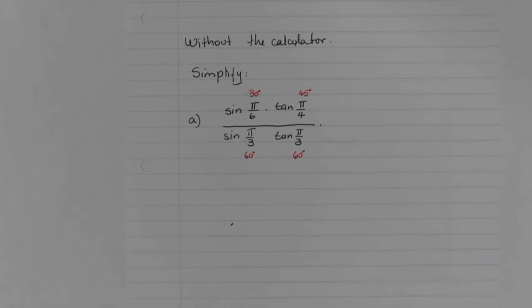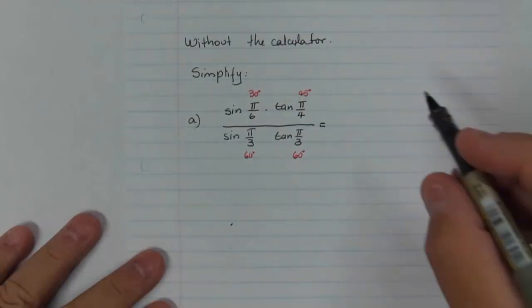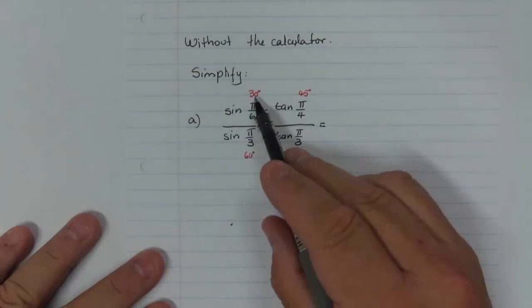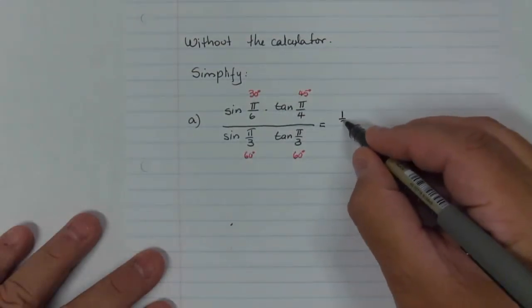Okay, so in your mind you'll be thinking degrees, and we will be able to solve this without a calculator. Calculating the sine of pi over 6 will be equivalent to finding the sine of 30 degrees. Sine of 30, or the sine of pi over 6, is equal to a half.